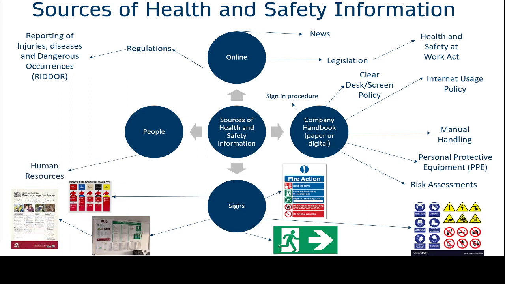So another source of information on health and safety is people that you work with. There's a few different people within an organisation which you can go to ask for information on health and safety. The first one is your HR, your people team, human resources. A lot of the time they'll deal with policies and procedures.